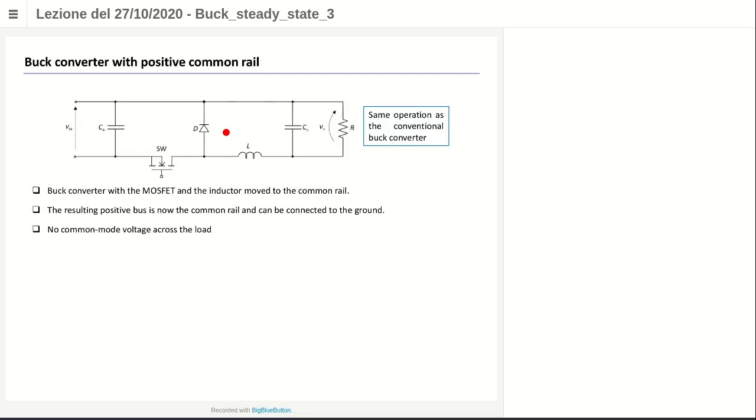So what you can do if you want to use a low side switch is to move also the inductor to the negative rail. In that situation you have your inductor on a positive common rail. My common rail for the load now is the positive one. So the situation is the same as before. All the voltages should be referred to this positive common rail. The operation is the same as before, nothing changes, and you also solve the problem of the common mode voltage at the output, because this node here is at a constant voltage. So in this situation you have no more common mode voltage problems. You can also use the buck converter with this positive common rail if you want to use a low side switch.